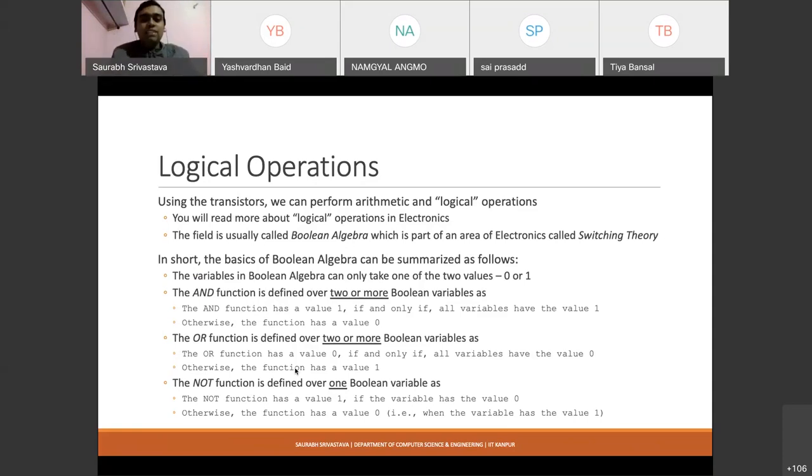Any other queries, guys? Sir, in current time, can we have a three state transistor? As of now, we don't have. Maybe you will do something in that field. Just study electronics well and do something. But as of now, we don't have. Sir, any other questions? Quantum computers work on two qubits, so we have four states instead of two.